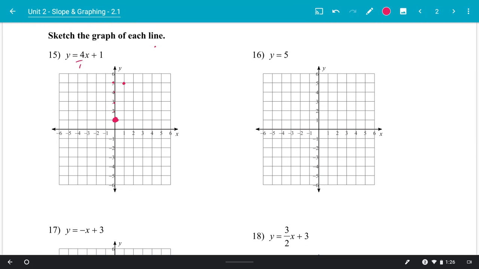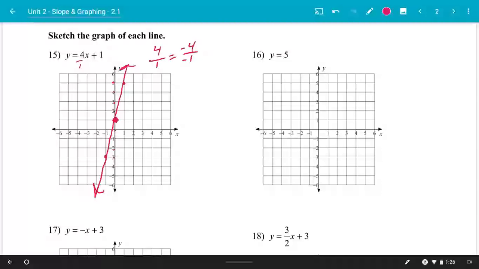Now I could have, remember, 4 over 1 is the same thing as negative 4 over a negative 1. So I could have gone down 4, 1, 2, 3, 4, and then left 1, and end up with the same line. Notice positive 4 over positive 1 is the same thing as negative 4 over negative 1.